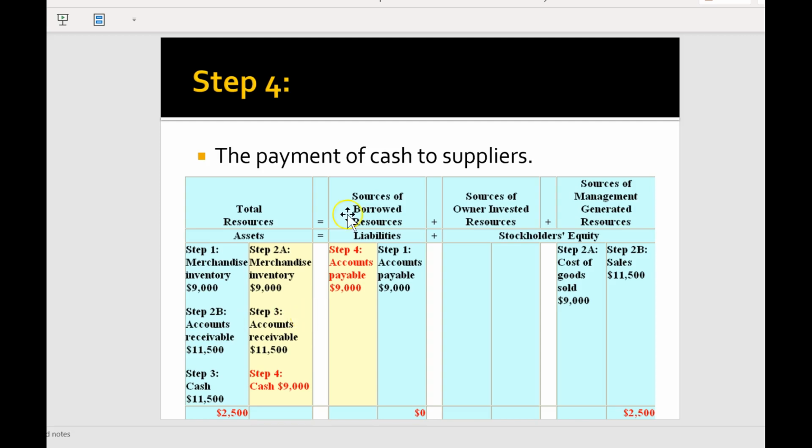In step 4, the bookstore pays its suppliers. So we would credit cash because we pay cash, right? We debit accounts payable. We reduce the liabilities we owe to our suppliers. So eventually the net effect, you can see these two things cancel out, these two cancel out. The net effect of this transaction is a $2,500 increase in cash because we have $11,500 in cash coming in and we are paying our suppliers $9,000. The net effect is $2,500. We also have sales minus cost of goods sold, right?